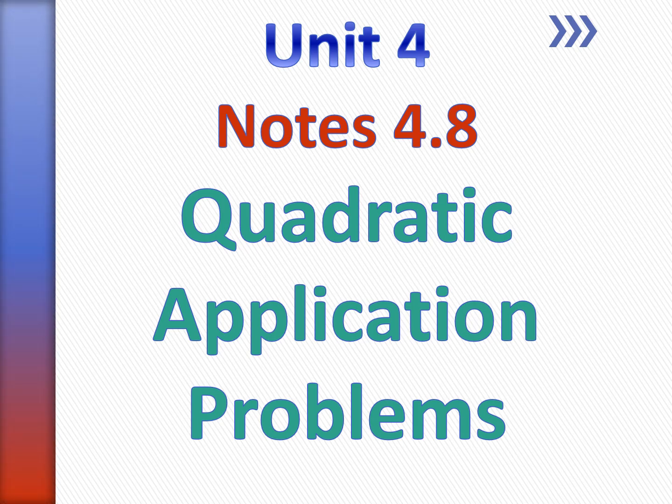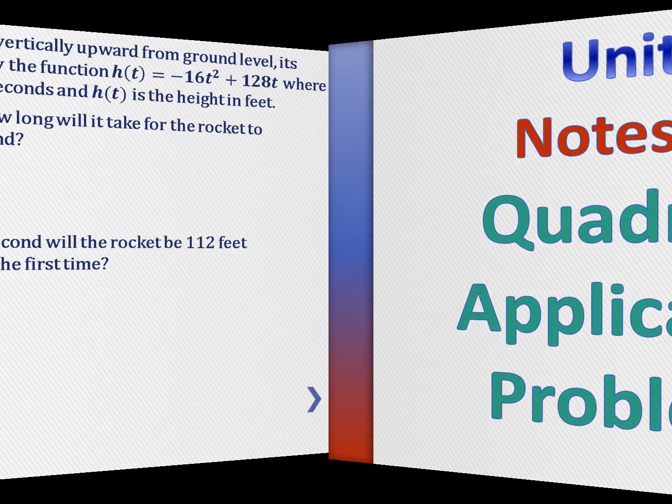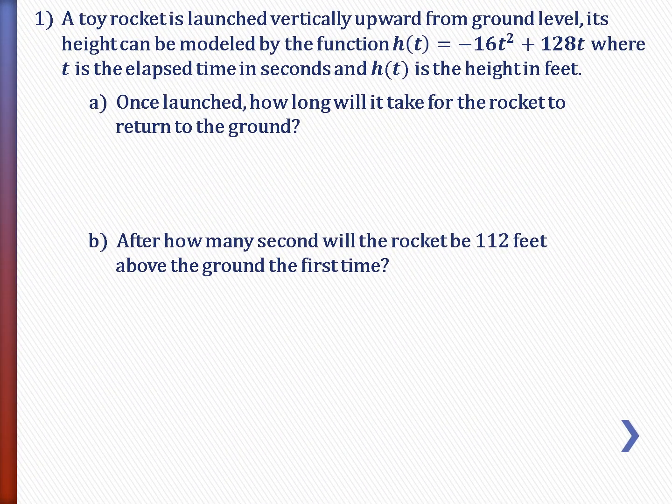In today's lesson, we are going to be talking about quadratic application problems. Let's look at our first example. It says a toy rocket is launched vertically upward from ground level. Its height can be modeled by the function h of t equals negative 16t squared plus 128t, where t is the elapsed time in seconds and h of t is the height in feet.